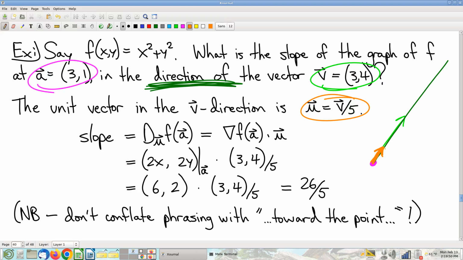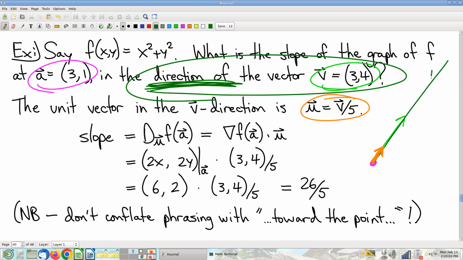Here's what a student might do due to a misinterpretation, and heads up, please don't misinterpret as follows. When we say the direction of a given vector, this is what I'm talking about. I'm talking about the direction that vector points.